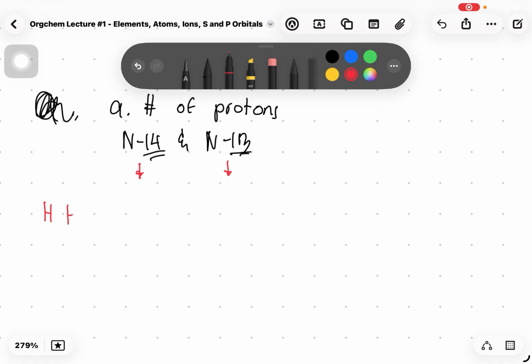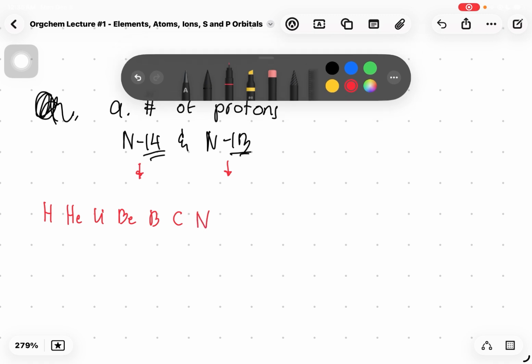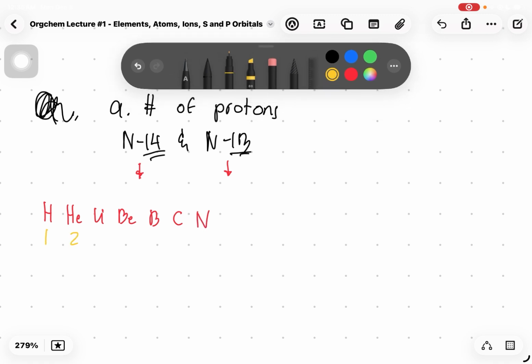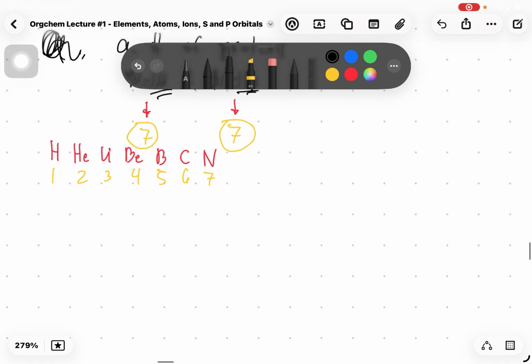So we have hydrogen, helium, lithium, beryllium, boron, carbon, nitrogen. Hydrogen is 1, helium is 2, lithium is 3, beryllium is 4, boron is 5, carbon is 6, and nitrogen is 7. That means the atomic number of nitrogen is 7. And we know that the atomic number is the same as the number of protons, meaning our answers for both should be 7 protons. Moving on to the next question, we have the number of neutrons.